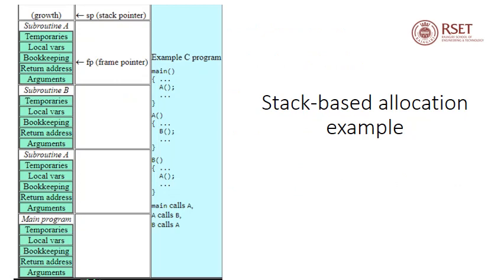Now here we will see an example of stack based allocation. In the second light blue colored box, you can see an example C program, and the corresponding stack frames are shown on the left hand side. In the example C program, we have a main function. Within the main function, we are initially calling function A, and within the body of A we are calling function B, and within function B finally we will be calling function A again.